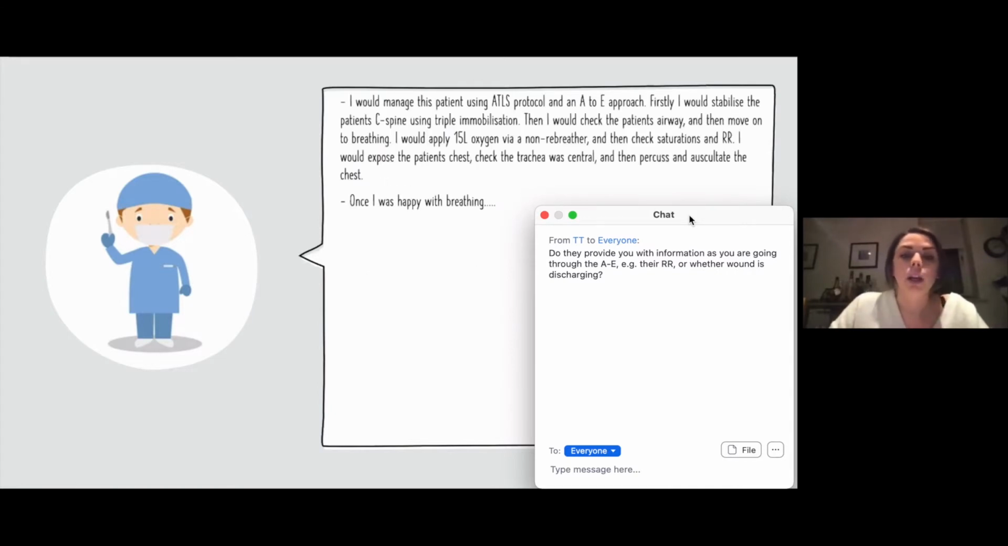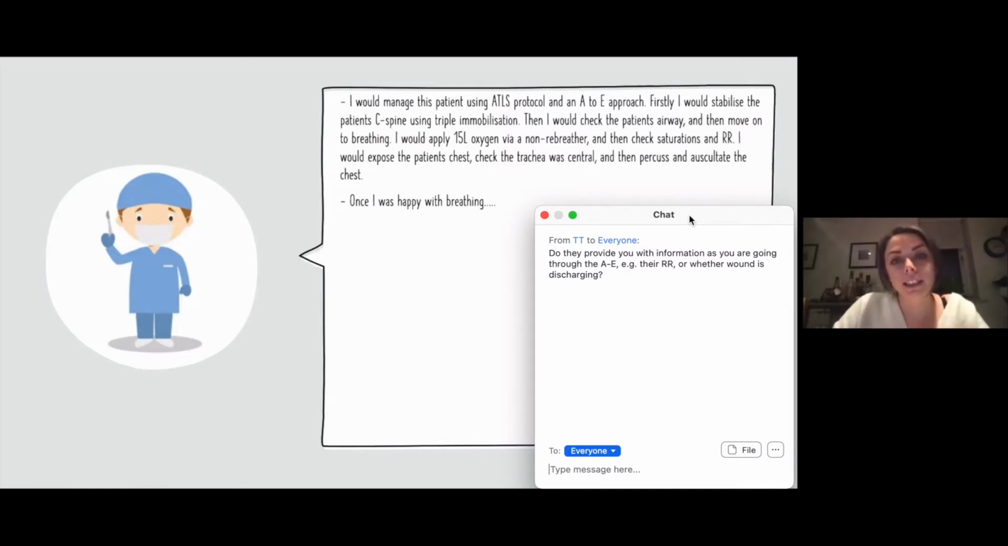So my answer was I would manage this patient using ATLS protocol and an A to E approach. Firstly, I would stabilize the patient's C-spine using triple immobilization. So that should be how all of your trauma patients start. Those of you who've done ATLS will know that you go in using your ATLS walk. So immobilizing the C-spine is your first priority. Then you check the patient's airway and then move on to breathing.